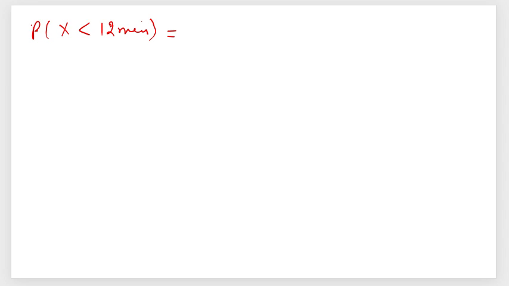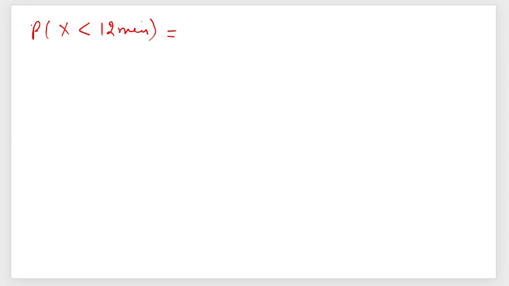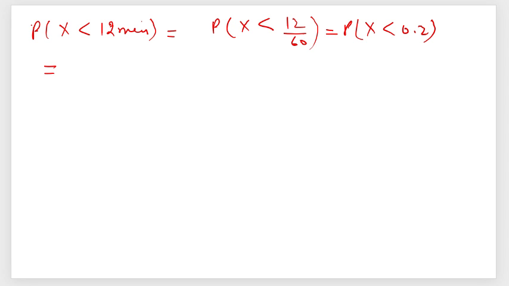I know that in this question x is representing hours, so we have to convert it into hours. That means probability of x is less than 12 by 60 hours. That means probability of x is less than 0.2. And we know that using the cumulative distribution function, in case of continuous data, it will remain as F of 0.2, whether the equality sign is there or not, less than or equal to, in terms of F of x.